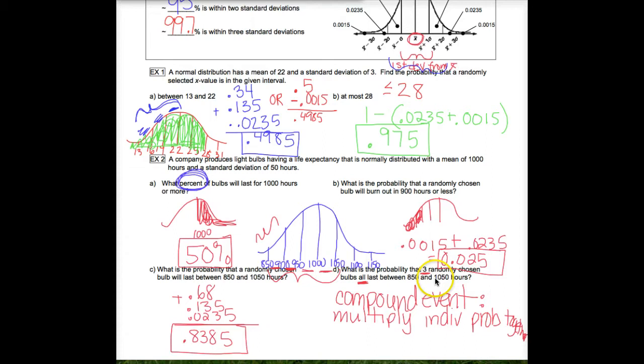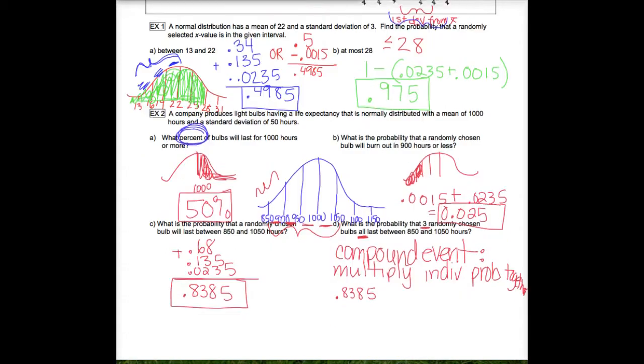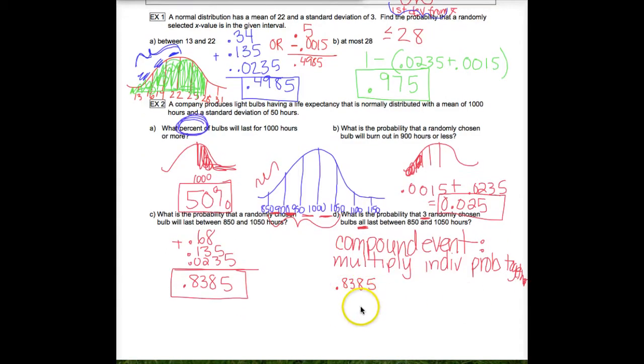So, all 3 of them to last between 850 and 1,050. Well, we just did the probability of 850 and 1,050. Each of those individual probabilities is 0.8385. Because there are 3 of them, you would be multiplying that times itself 3 times. So here it would be faster to just use the third power. Now again, sometimes you're going to have a compound event where the probabilities aren't the same, which means obviously you're going to multiply the different probabilities together. But here, since it's all 3 the same, we can just cube it to get our answer, and that would be 0.5895.